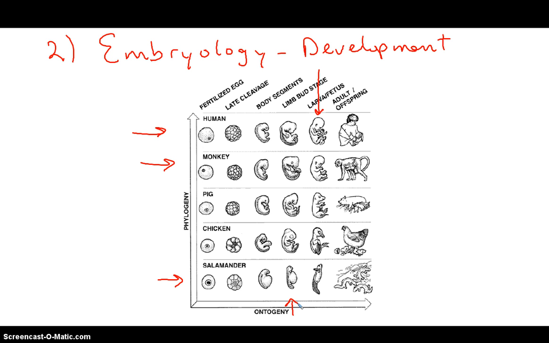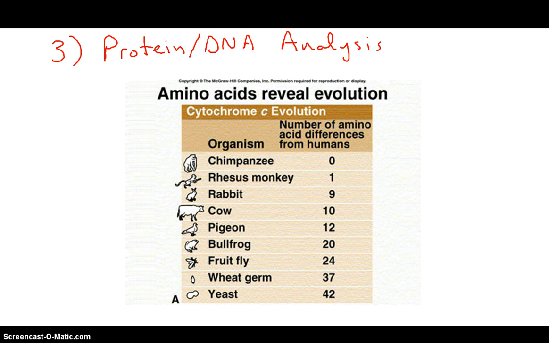So this idea of the phylogeny, how they look in the ontogeny, the process of development, we'll take a look at that. The third and last piece of evidence that we'll look at is going to be protein and DNA analysis. We've done a little bit of this in class already, where we look at the number of amino acid or base pair differences.